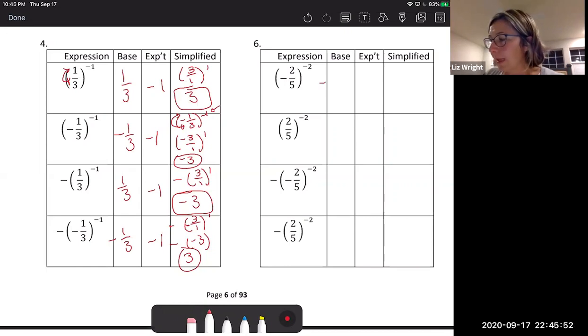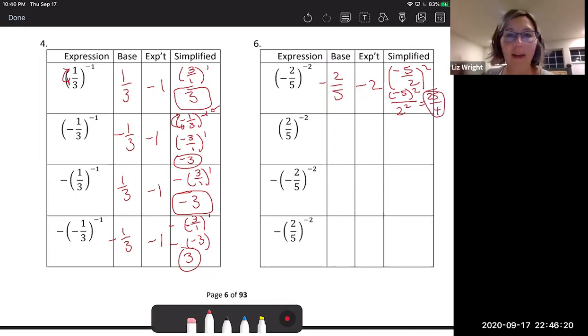Okay. So base is going to be -2/5. Exponent's going to be -2. In order to make it positive, we're going to have -5/2, and we're going to square it. And then you can think about having -5 quantity squared all over 2 squared, which is going to give you 25/4. Because you have -5 times another -5, which is going to be +25. And that's still going to be all over 4.